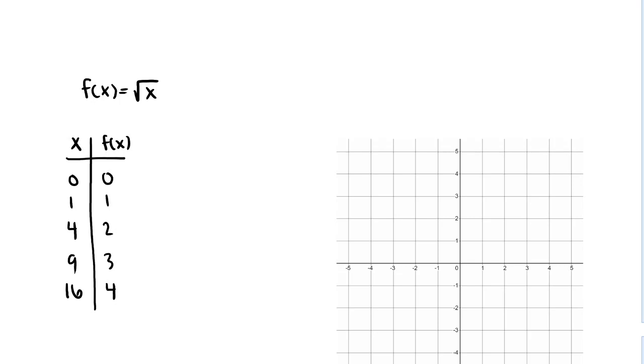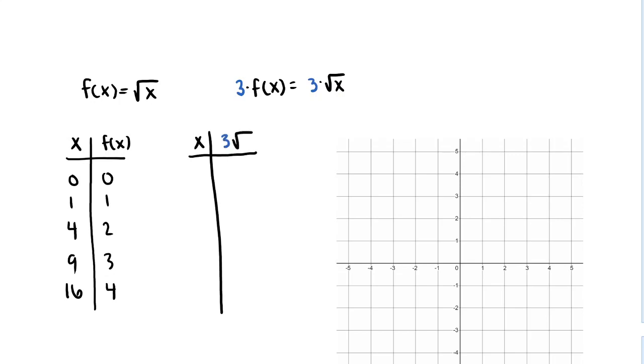And so the transformation I'd like to look at is the one where we take 3 times our function, f of x. In other words, this is really the same thing as 3 times the square root of x. Right, so what does this function look like? Here, if I make a table for 3 times the square root of x, well, I take my same input values, 0, 1, 4, 9, and 16.